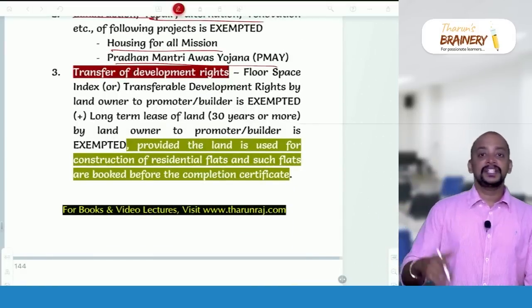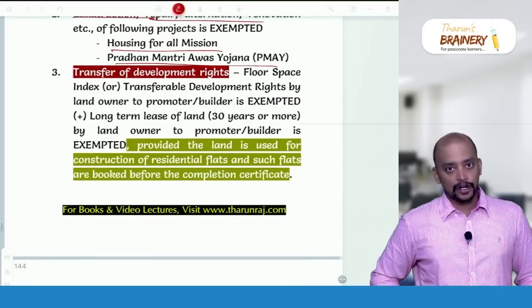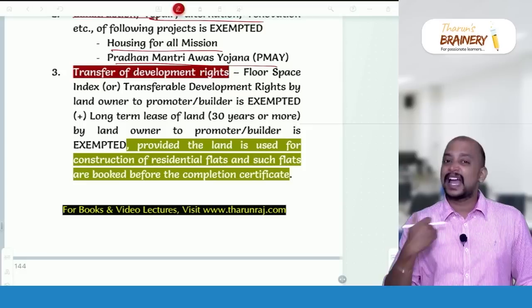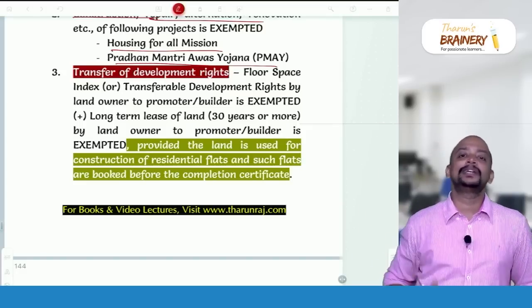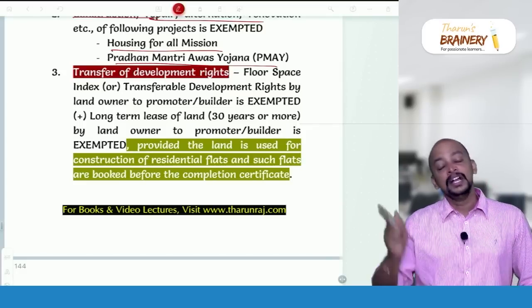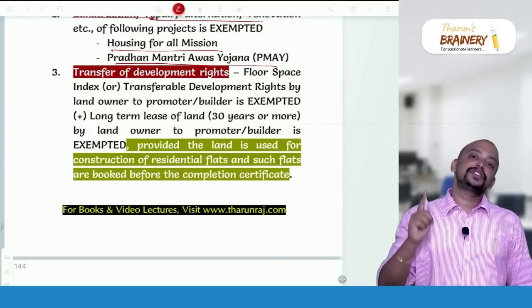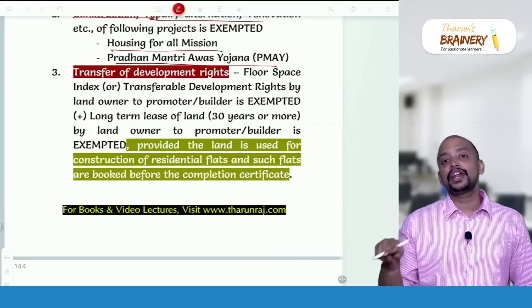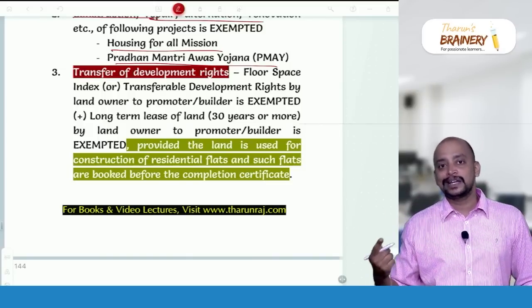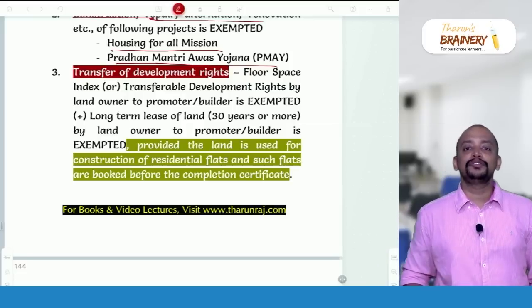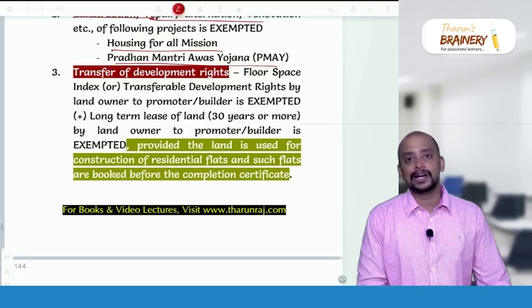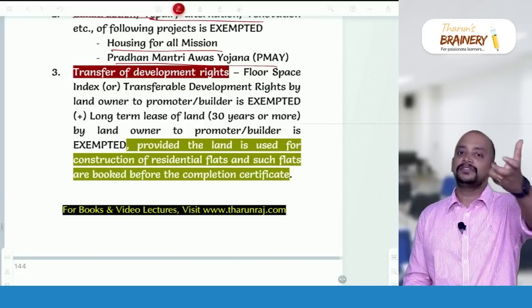Then I am transferring TDR, FSI and long-term lease, for which I get the consideration. On that I am not required to pay GST, but the promoter or builder is required to pay GST under RCM, but they have an exemption. So with respect to GST payable, proportionate to the carpet area or floor area of the units booked before the completion certificate divided by the total carpet area or total floor area, proportionately they will get exemption.